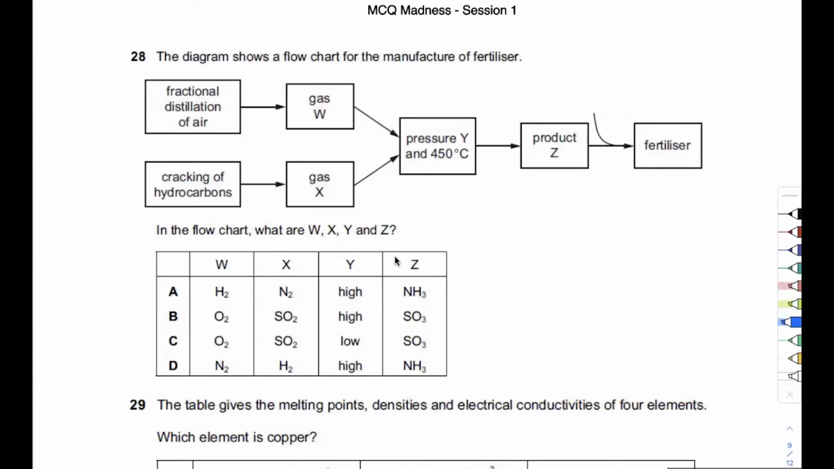fractional distillation of air, that gives us gas W. That could be oxygen, nitrogen, argon, three gases that primarily we get from the air. So that means A is not the option. Okay, so we eliminate that. Then next is gas X comes from cracking of hydrocarbon. There's only one gas that we get from cracking of hydrocarbon that we can react with oxygen and nitrogen.